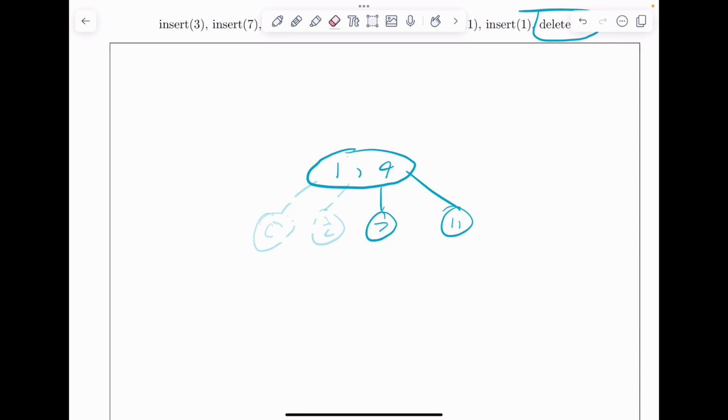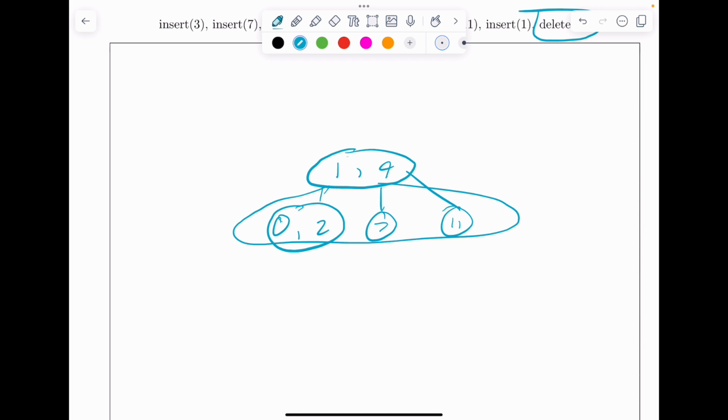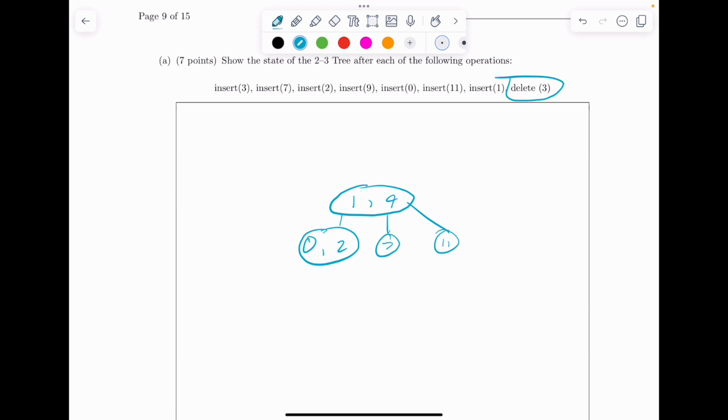I'm going to combine the 0 and the 2 into 1 3 node coming off of that, and now it's all balanced. This is a 3 node, and it has 3 children coming off of it, and all other nodes have no children. So everything is now balanced, and that is how you insert and delete stuff from a 2-3 tree.